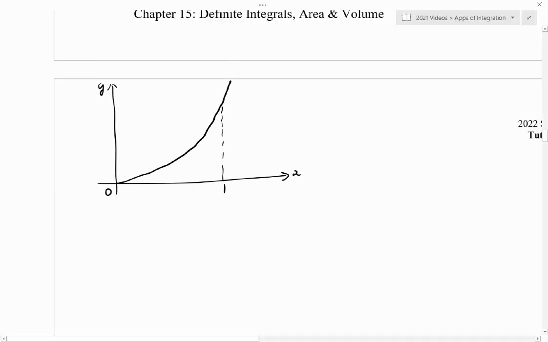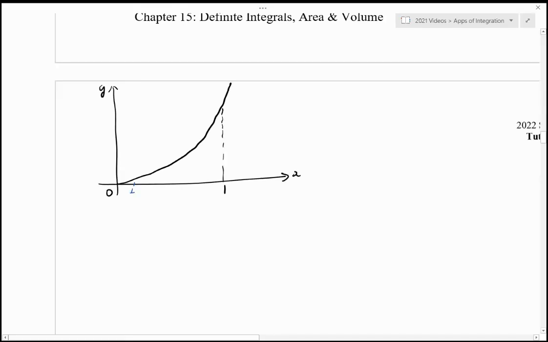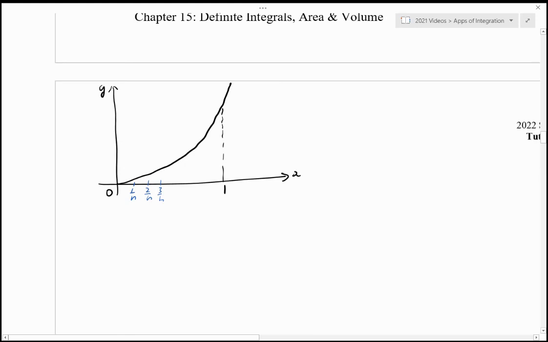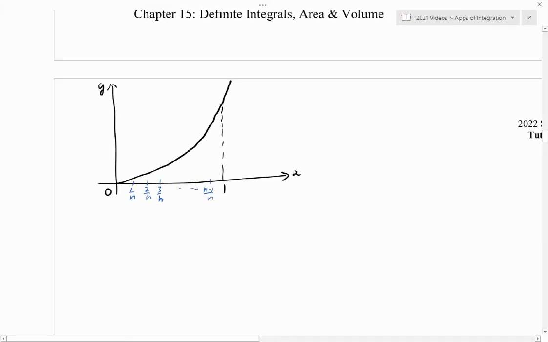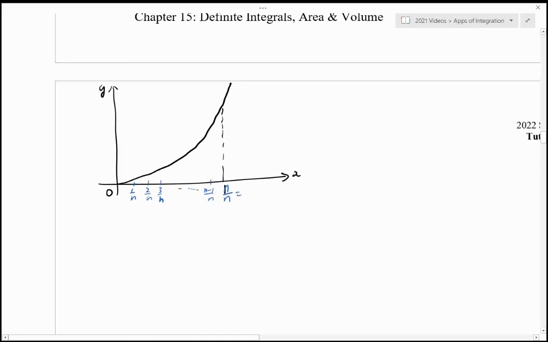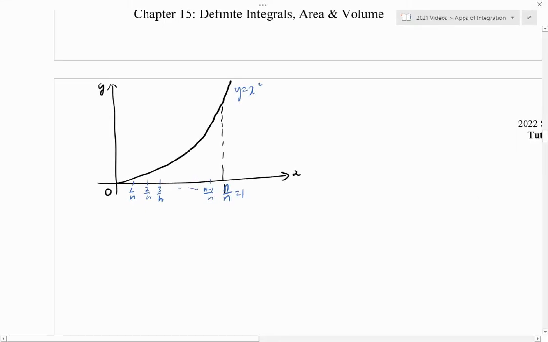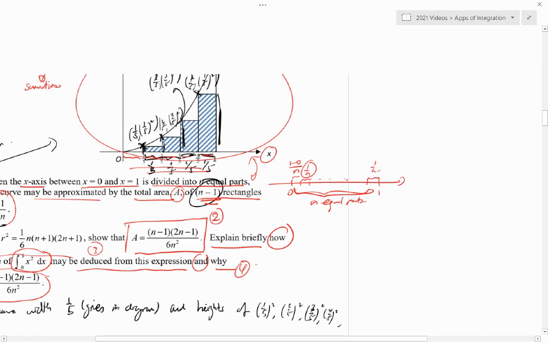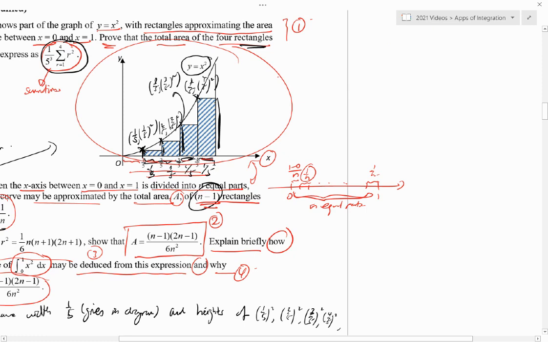Remember, each part has width 1 over n, meaning 1 over n is here, 2 over n, 3 over n, and n minus 1 over n, this is n over n. Yeah, this is equal to 1. This is y equals x squared. Now, what do I mean the rectangles are similar to what you see in the given diagram?